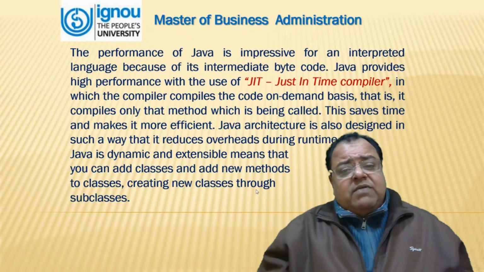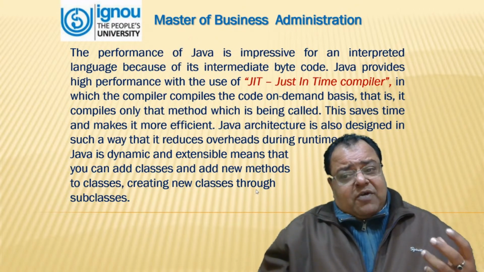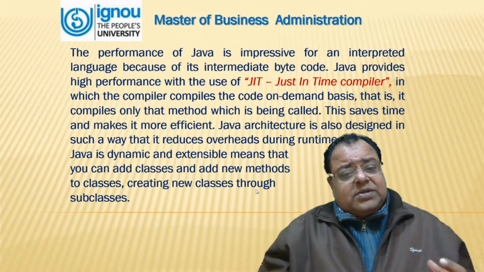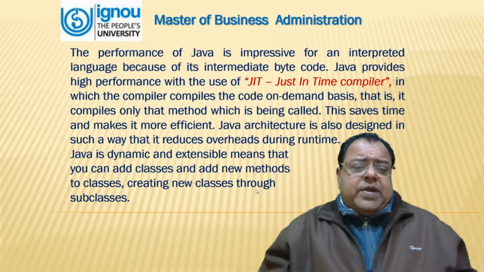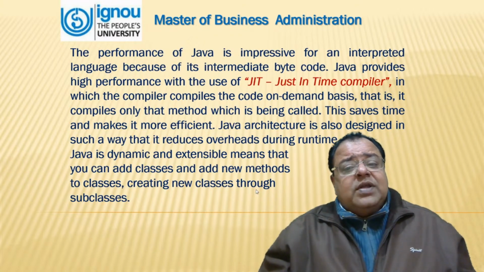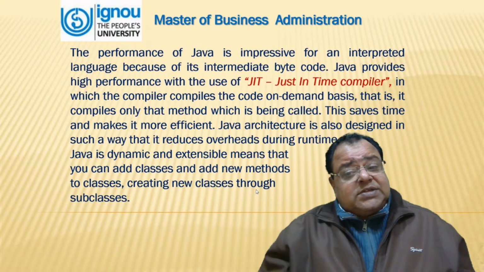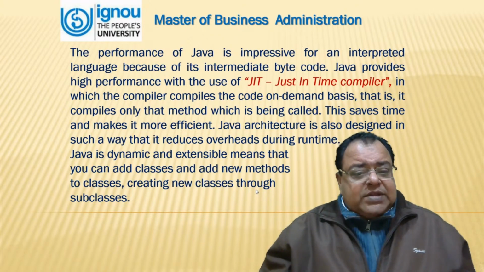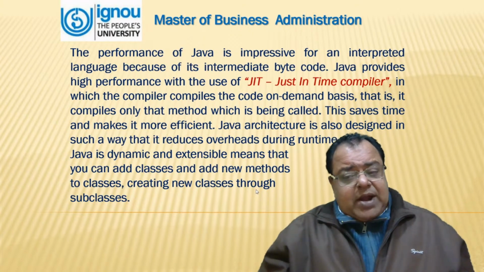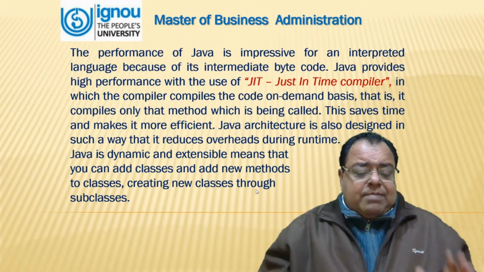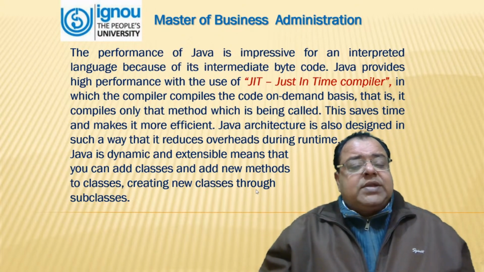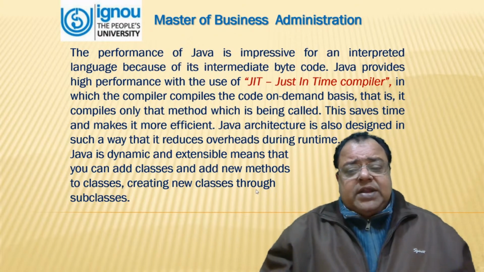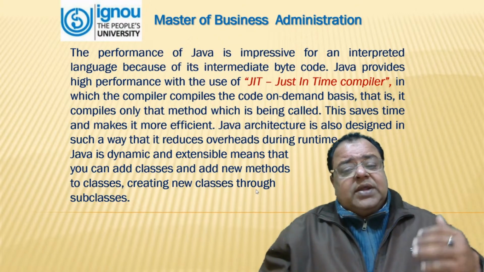The performance of Java is impressive for an interpreted language because of its intermediate bytecode. Java produces high performance with the use of JIT. JIT is the just-in-time compiler, in which the compiler compiles the code on a demand basis. That is, it compiles only that method which is being called. This saves time and makes it more efficient. Java architecture is also designed in such a way that it reduces overheads during runtime.